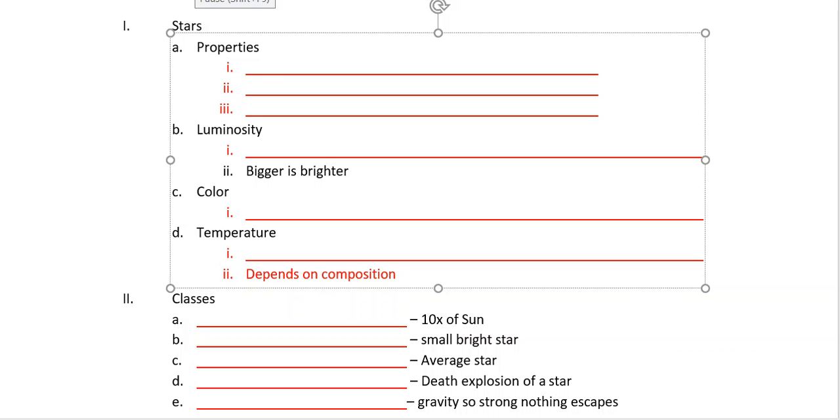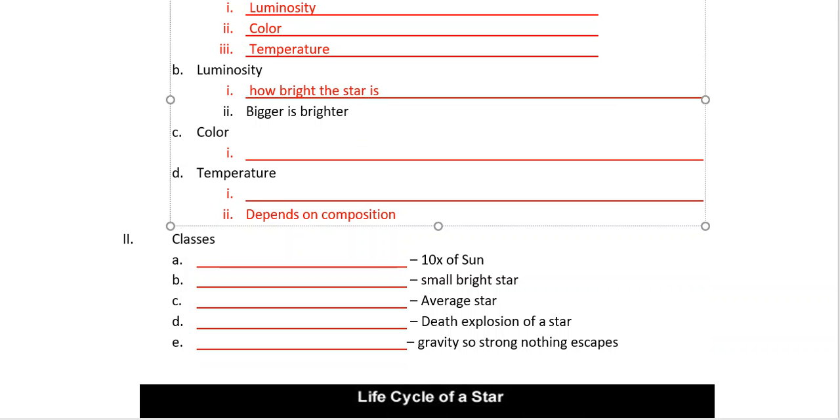All right, last topic here is going to be stars. So stars are classified based on their properties. Some properties of the stars that we care about are luminosity, color, and temperature. Luminosity is probably the most unfamiliar word on that list, and it's just another word for how bright the star is.